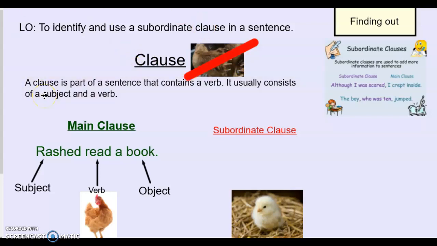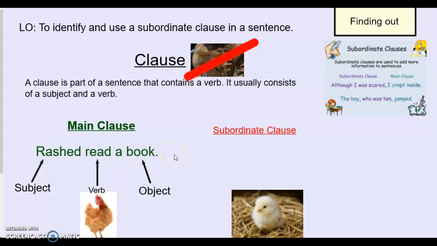A clause is part of a sentence that contains a verb. It usually consists of a subject and a verb. Okay, so here we have an example. This here is a clause. Rashid read a book. Within this sentence, there's a subject, Rashid. He's a proper noun, a person. There is a verb, to read. It's an action and a doing word. And the object is the book. So Rashid is doing something to the book. He is reading it.